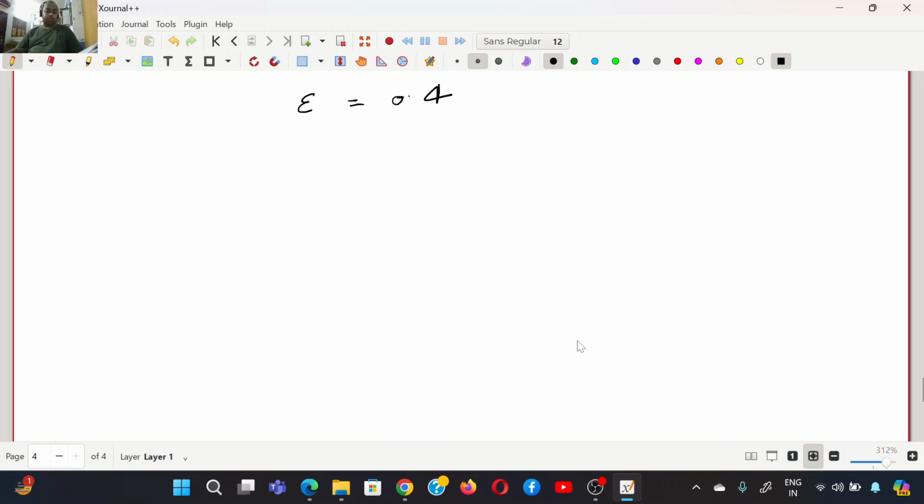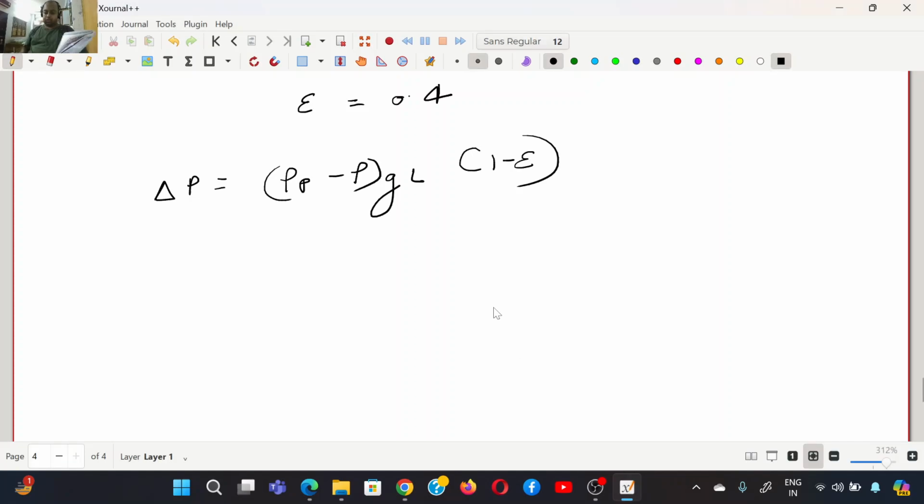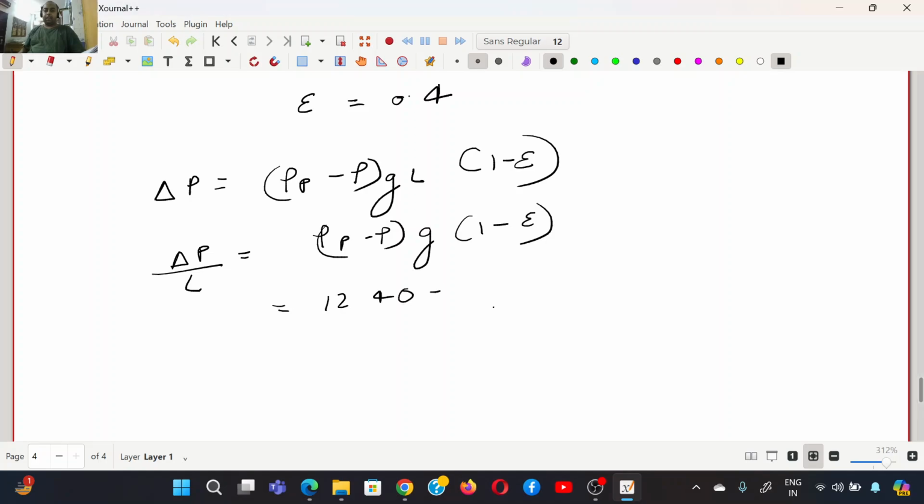So basically what he's doing is he's saying that delta P is equal to rho P minus rho into g L into 1 minus epsilon. You can refer to the lecture also if you want. So delta P by L into rho P minus rho into g into 1 minus epsilon is nothing but 1240 minus 1000, into 9.8.